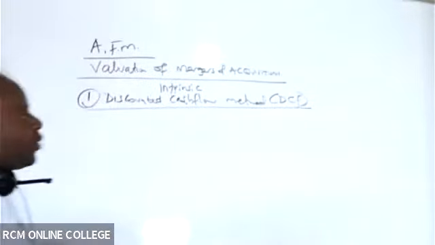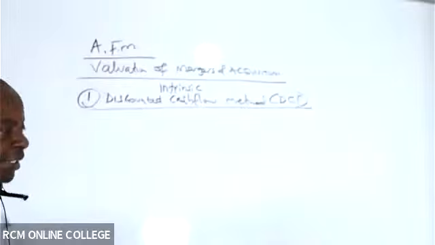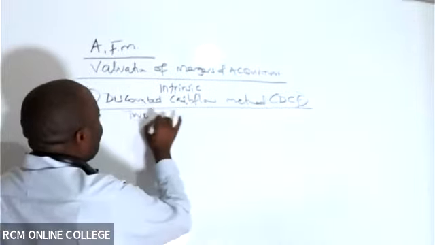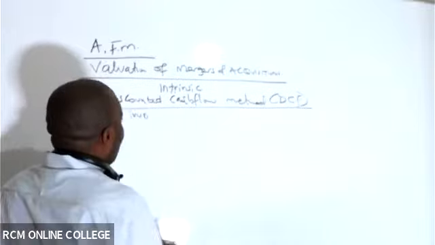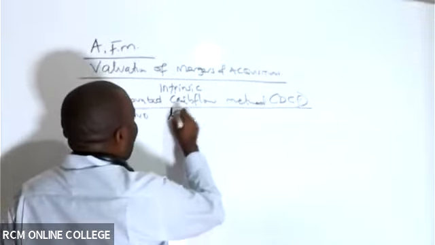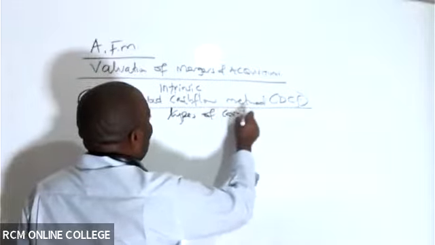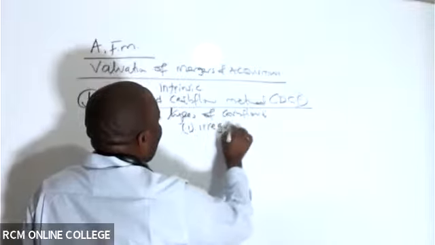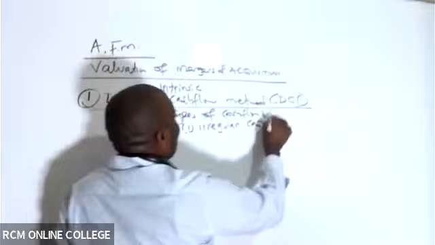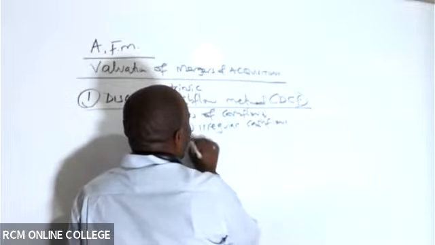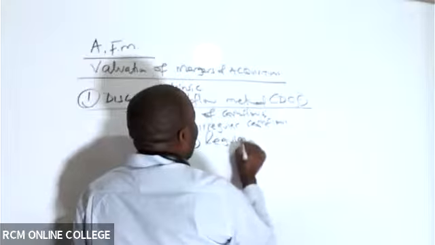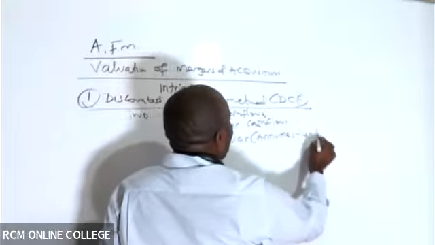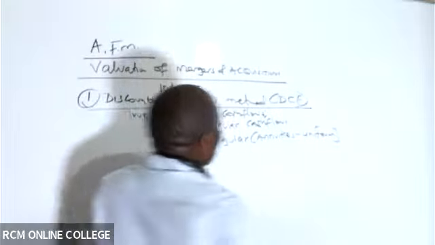Now, I'm sure you are very good at discounting. Just as a quick way of remembering, we have two types of cash flows. Number one, we have irregular cash flows. And number two, we have the regular ones, which are also known as annuities or uniform.